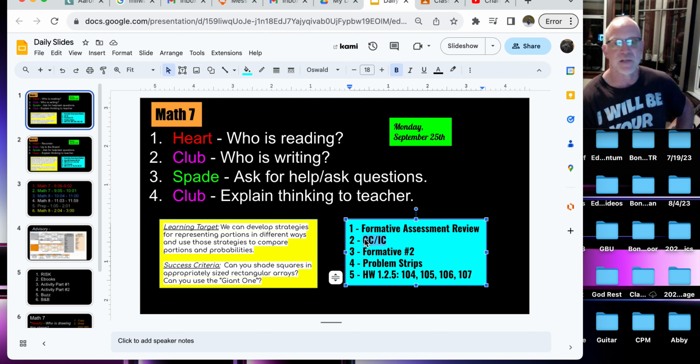Finishing that, we went on to formative problem number 2, and this was a probability based on picking juices out of a container. From there, we went on to problem strips. And I believe that was 1 point. Well, let's look it up where it was, and then I'll add it on here.